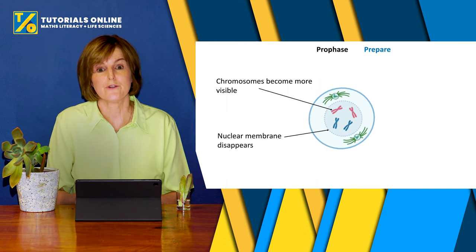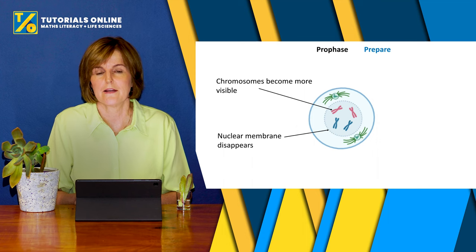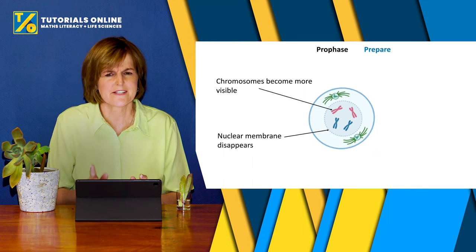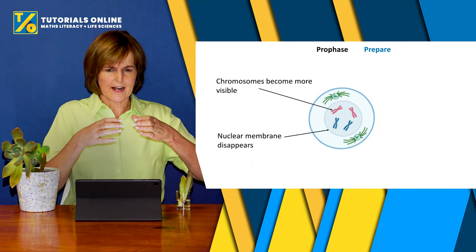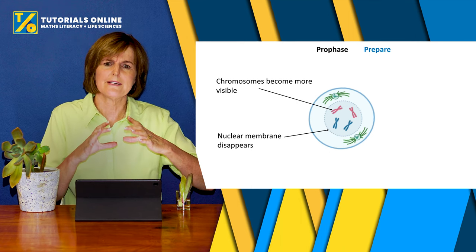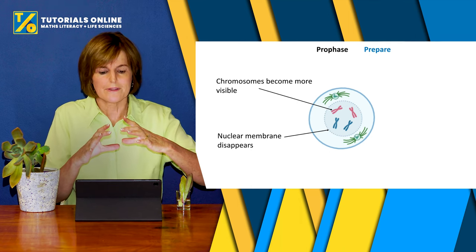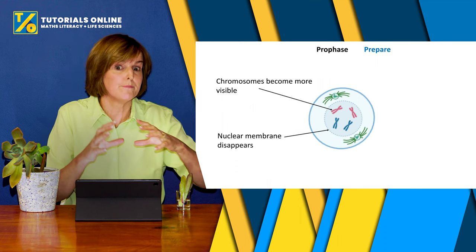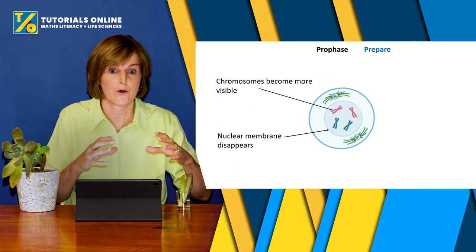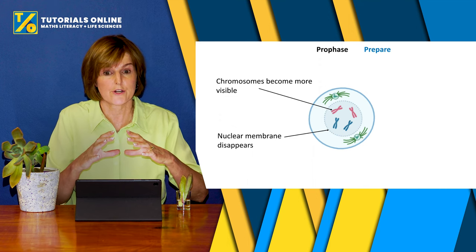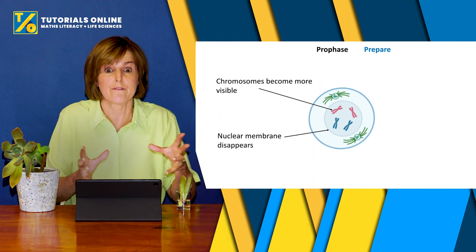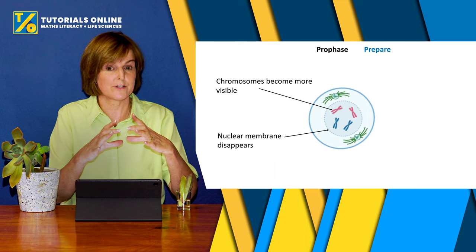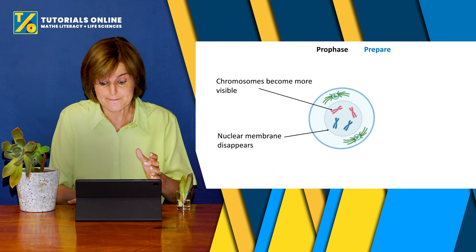The other thing is the nuclear membrane disappears. Now, why do you think that happens? Think about it. Inside the nuclear membrane, you've got the chromosomes, but they need to move around in the cell. They need to go wherever they have to be for this whole process to carry on. So this is also part of the preparation. You need them to escape, to get out of the nucleus. So the nuclear membrane that's holding them there has to disappear.